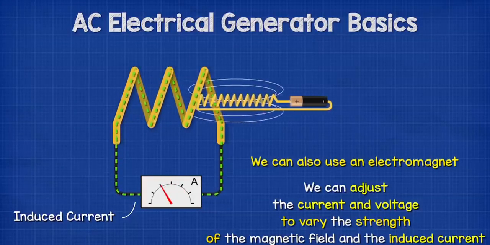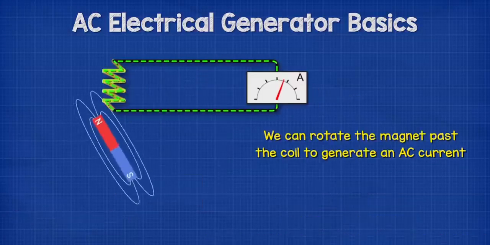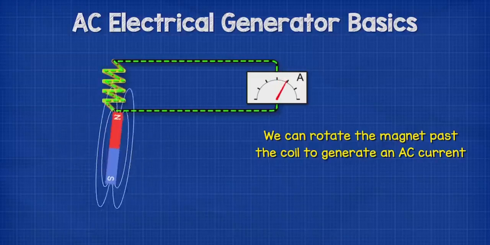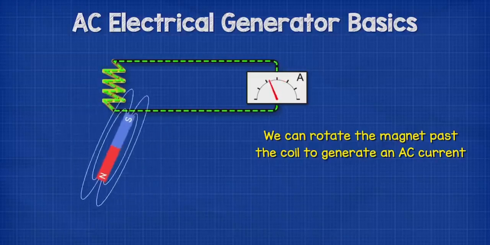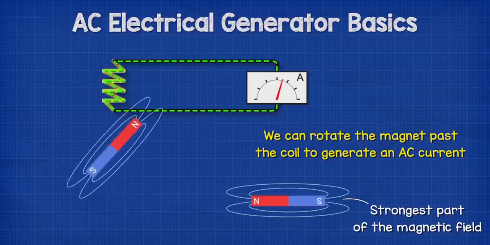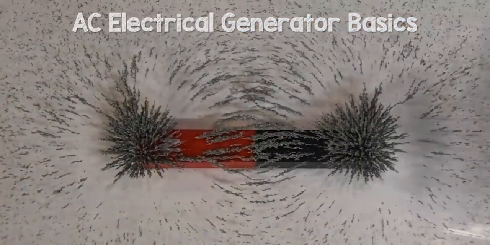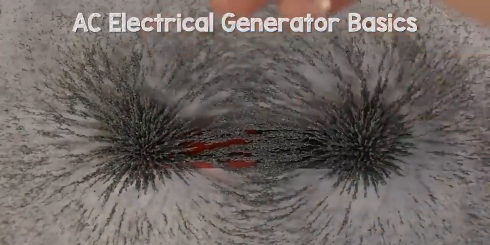Instead of moving a magnet in and out of a coil, we can generate a current much easier by rotating the magnet and placing the coils around this. The strongest part of the magnetic field is at the ends where the magnetic field lines converge. You can see the magnetic field lines by sprinkling iron filings over the magnet.